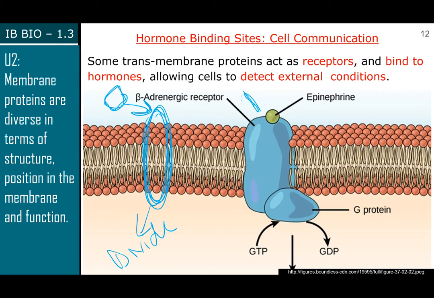So hormones are long distance signals, and it's these receptor proteins that receive that hormone and then tell the cell what they have to do.